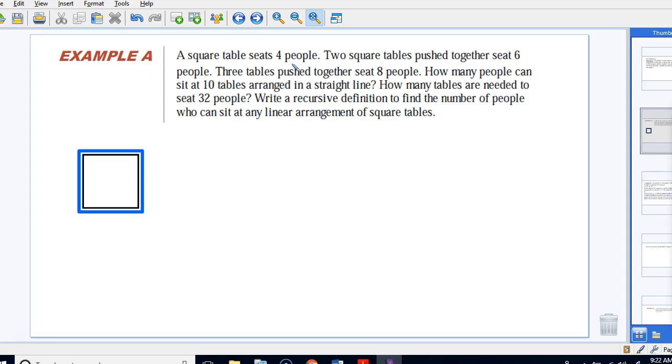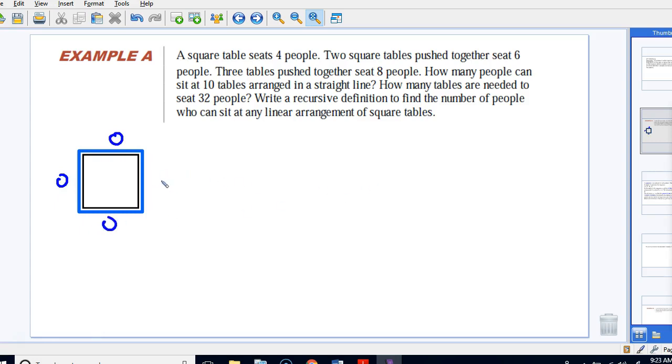A square table seats 4 people. 2 square tables pushed together seat 6 people. 3 tables pushed together seat 8 people. How many people can sit at 10 tables arranged in a straight line? How many tables are needed to seat 32 people? And it says, write a recursive definition to find the number of people who can sit at any linear arrangement of square tables.